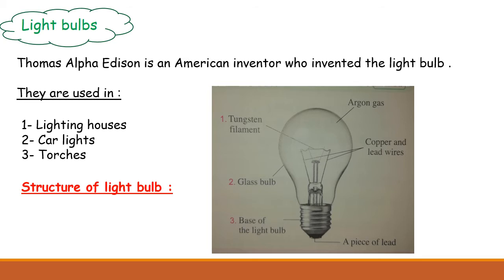Through what? Through the base. At the bottom of this image, you can observe the base of the light bulb. This base connects with a piece of lead. So the light bulb consists of a tungsten filament, a glass bulb, and the base of the light bulb. Inside the glass bulb there is argon gas, which is an inert gas, this lifeless gas, and the tungsten also connects with copper and lead wire.